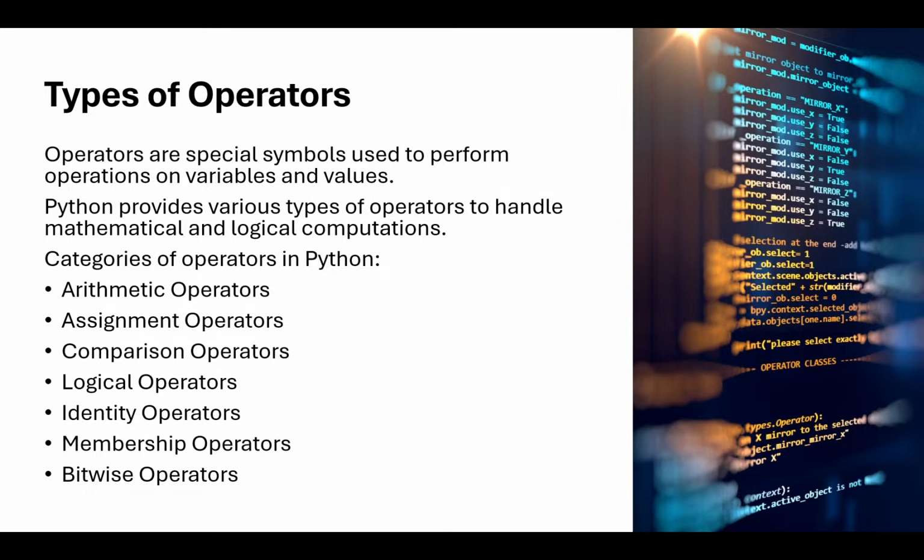In Python also there are many kinds of operators, as you can see here clearly. The categories are arithmetic operators and assignment operators. Next, comparison operators, logical operators, identity operators, membership operators, and bitwise operators. We'll be seeing each one of these in a brief manner.